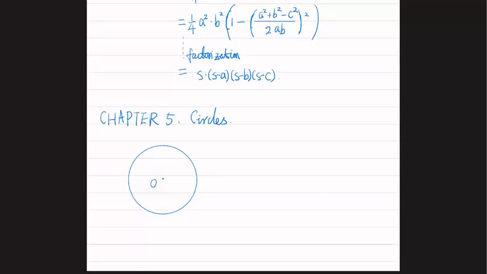The center, radius. Okay. And I give two points on the circle. Connect them, we get a chord.